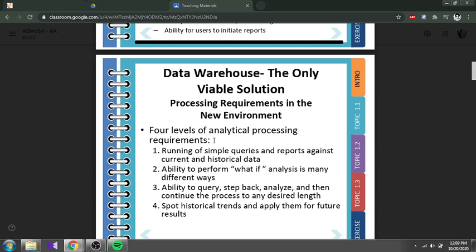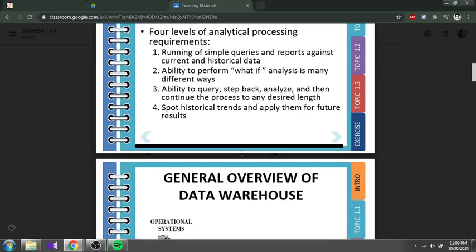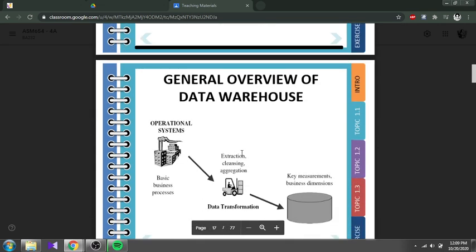The ability to query, step back, analyze, and then continue the process to any desired length, and spot historical trends and apply them to future results. Mostly we depend on this historical information to make decisions, because we don't want history to repeat again and again. We don't want mistakes to happen two or three times, because that is a problem that has to be answered to the boss if it happens.